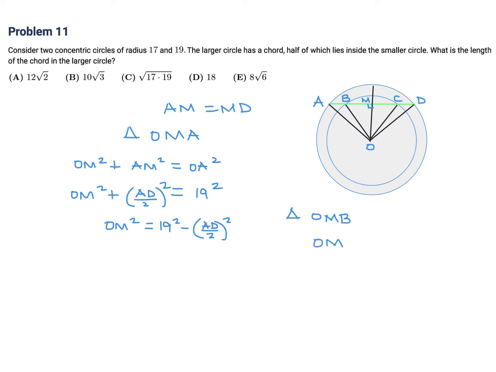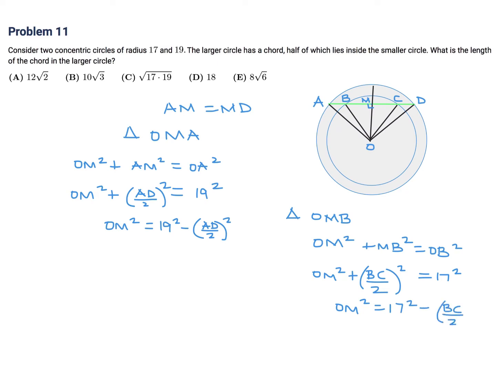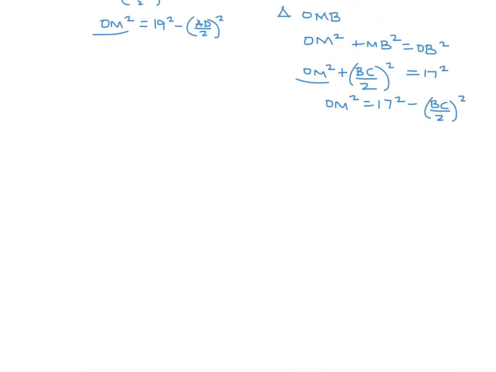From that one, we get that OM squared plus MB squared is equal to OB squared. Well, OB is 17, and then OM, I'm not going to do anything to change that, but MB, I know, is BC divided by 2, because that line that goes top to bottom is essentially just a bisector, the way I drew it. So there we go. So this gives me that OM squared is 17 squared minus BC over 2 squared. Correct? So now we have something for OM here, something for OM there, and we can equate them. So let's equate those two.